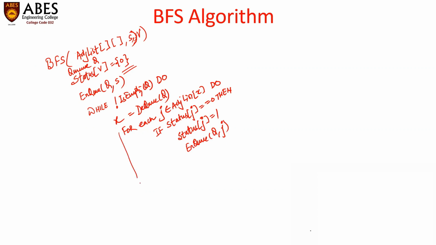Once we have seen all the connections from this vertex X, we can print the data value of this vertex. And in sequence, the deleted data values from the queue will be printed in that order. So this is a simple algorithm for BFS. Let's try to write a simple code for performing the programming of the breadth-first search.